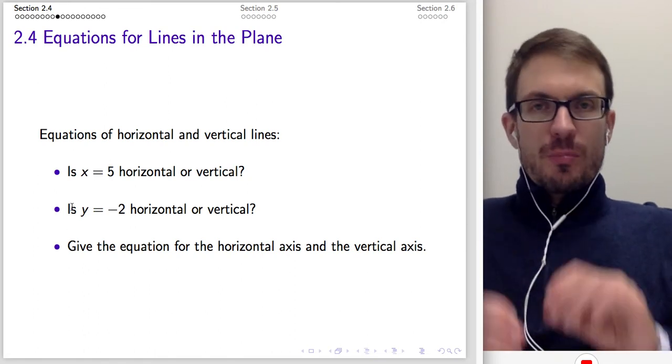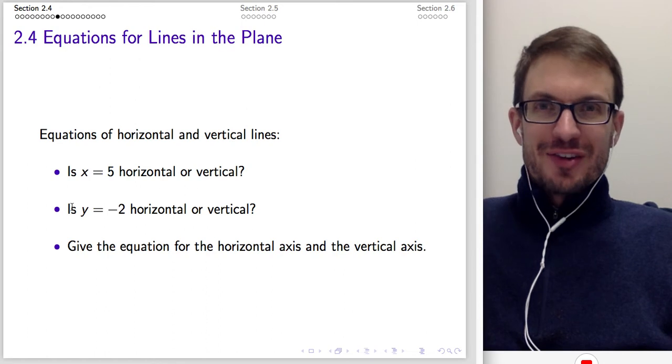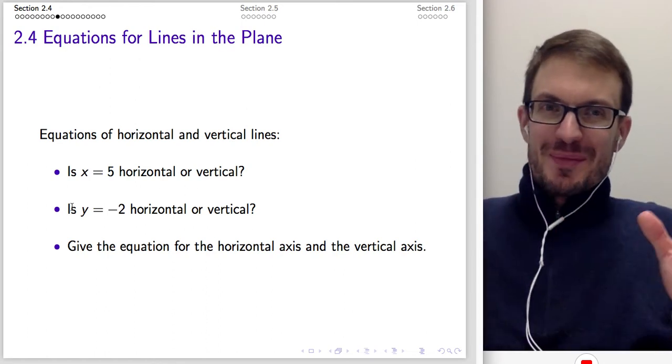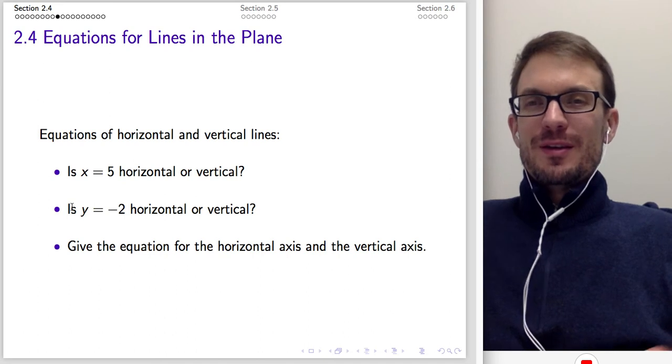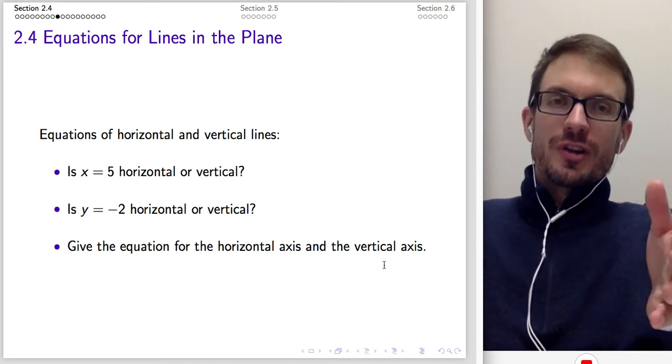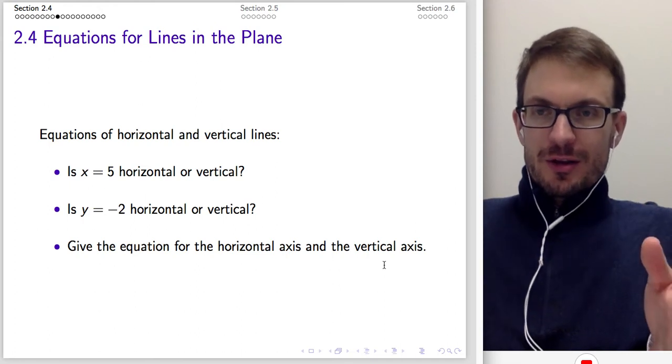Because all points lying on the line have to have minus 2 for their y-coordinate. So we're thinking of ordered pairs of the form something comma minus 2. And what about the horizontal axis and the vertical axis? Well, this requires a little pause. You want to think a little bit.